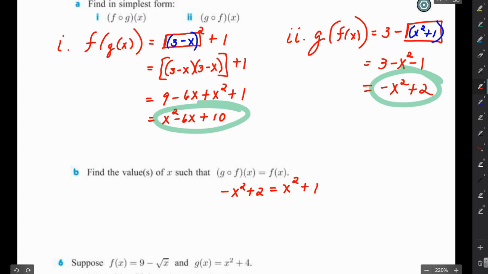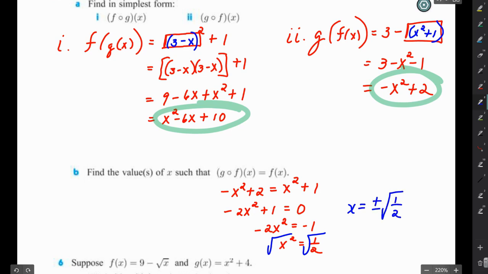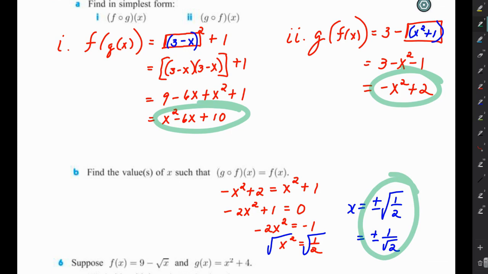So we're just going to solve this for x. I'm going to subtract x squared from both sides, and I'm going to subtract 1 from both sides. Take the square root of both sides. So we're going to get x equals plus or minus root 1/2. And we know that root 1 is equal to 1, so you could also write this as plus or minus 1 over root 2. You do not have to worry about rationalizing the denominator. So either of those would be perfectly good solutions for me.